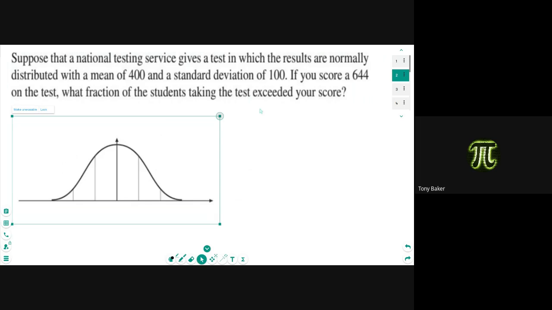So if you score a 644 on the test, what fraction of students taking the test exceeded your score? Two steps. First thing we have to do is figure out where we're looking on the actual chart, and then we'll find our z-score. So if this is 400, and we're going up to 644, we're looking at kind of over into this area here. Are we looking above or below? Above, it says exceeded, right? So we're looking at this little section over in here.